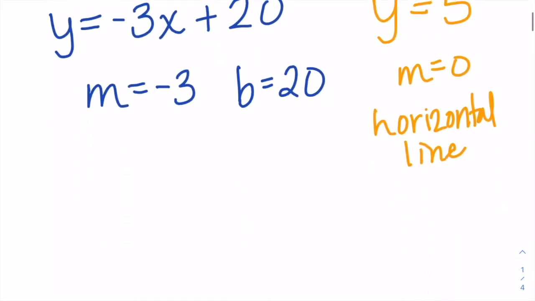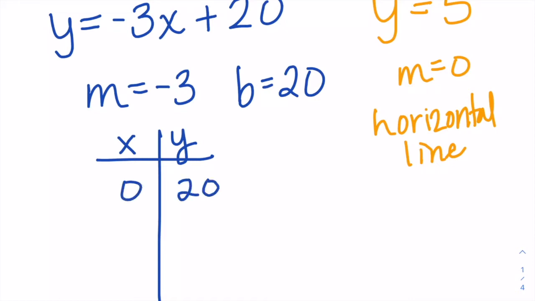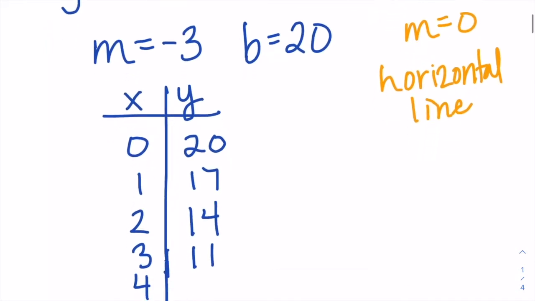So if we have a table here, and I'll make one for the negative 3x plus 20, you could plug in a couple points. Say you plug in 0, that's going to be 20, and plug in 1, that's going to be 17. You can see that's going 3 down each time that we increase x by 1. So this is 14. That's going to be 11, right? And then I'll just put one more. So that'll be 8. Okay? So we can graph those points.